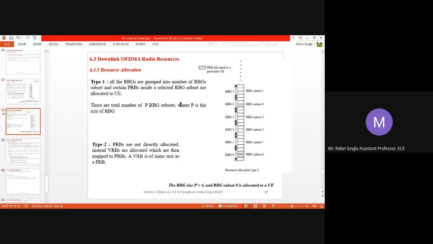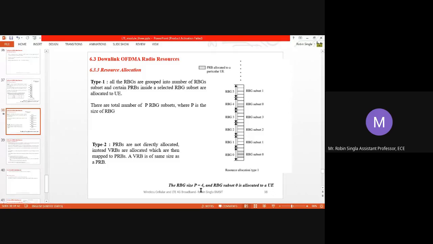And the difference from type 0 is, in type 0 we assign the whole RBG to a user, but here we assign certain PRBs inside a selected RBG subset. Instead of a complete RBG, we assign certain PRBs inside an RBG subset. If you see this figure, can you identify which PRBs are allocated to a user? Okay, so this one from RBG subset 0 and this one from RBG subset 0. The RBG size P is 4 and RBG subset 0 is allocated to the UE.